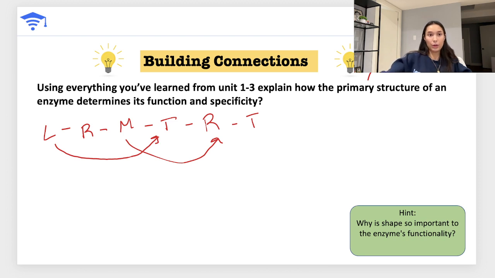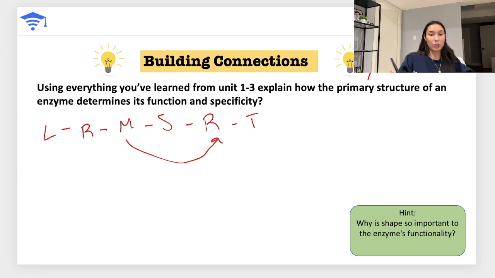Let's say for some reason you don't have a T here. Something happens and now we'll have an S here. Now L doesn't ever bond with S, so there's going to be no bond there. You're going to get a different shape because there's usually a bond here, but now there's no bond. So the sequence of amino acids is ultimately determining the secondary structure, the tertiary structure, and the quaternary structure.